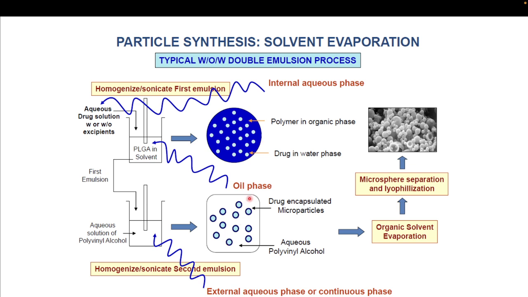Water-oil-water meaning you have a bulk water phase, a layer of oil or your organic solvent, and then your polymer, basically PLG. The organic solvent will then evaporate, and that is how these microparticles form, and inside you also have a water layer.